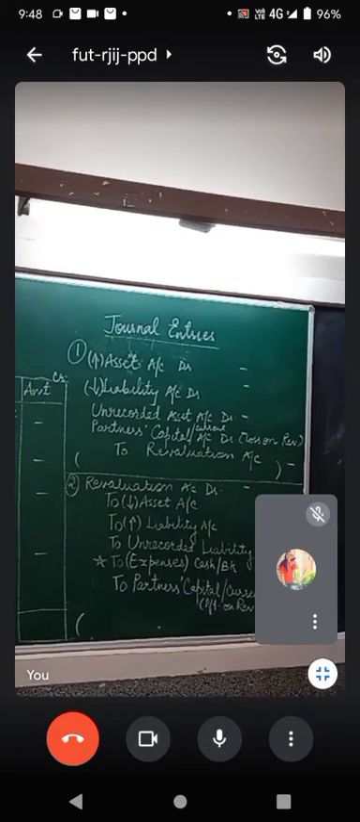Can you see this side, the other side? Better now? Is the board clearly visible now? Keep in mind the format which you have copied just now. Just check out the journal entries that we are doing.